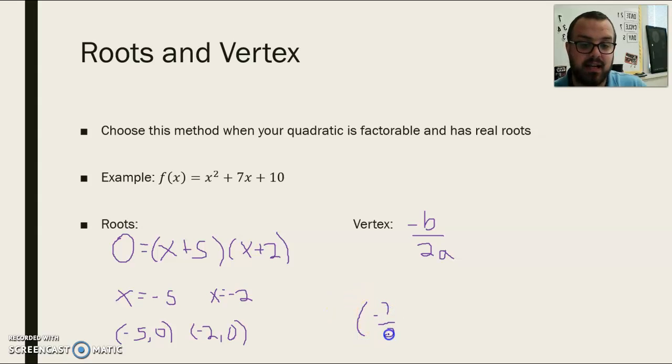And then I'm going to take -7/2 and plug that in for x. I'm actually going to pull out my handy-dandy calculator to help me do this. I'm going to be doing -7/2 squared plus 7 times -7/2 plus 10, and I'm going to get -2 1/4, which, let's see, would be -9/4. Okay, -2 1/4 or -9/4. All right, so that's going to be my vertex.